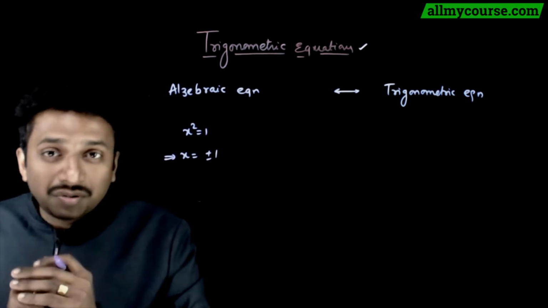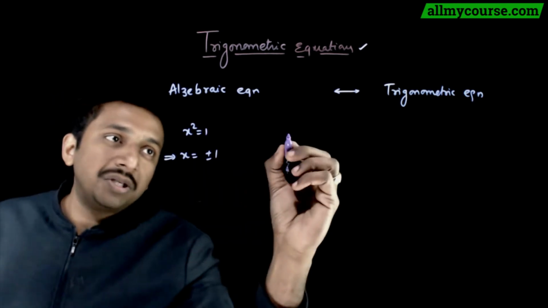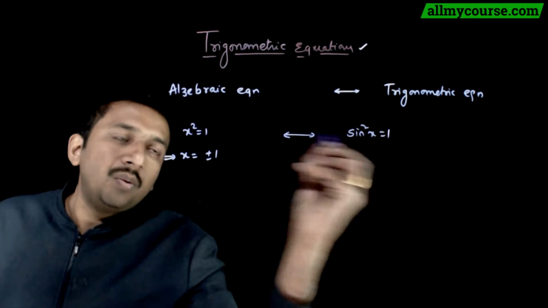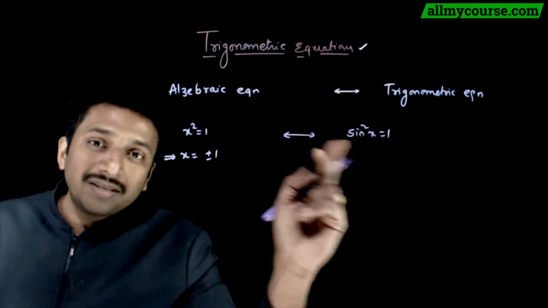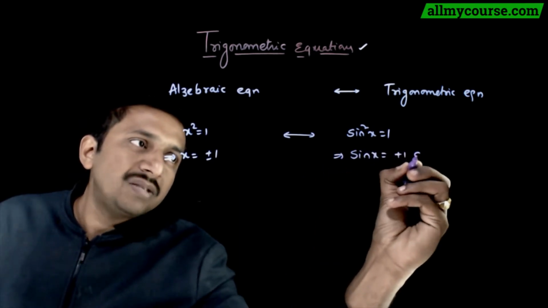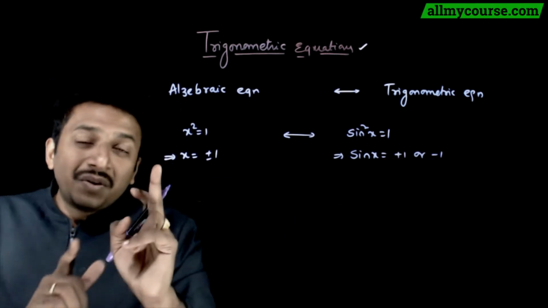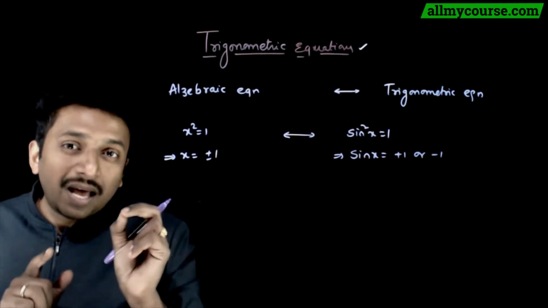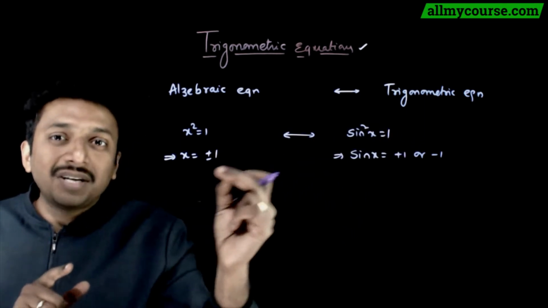There are two solutions. So let us take the corresponding trigonometric equation, something like sin square x is equal to 1. So how many solutions does this equation have? Sin square x is equal to 1 implies sin x is equal to either plus 1 or minus 1. So now comes the difference between algebraic and trigonometric equations. We know that trigonometric functions are periodic. That means their values repeat after a certain interval.